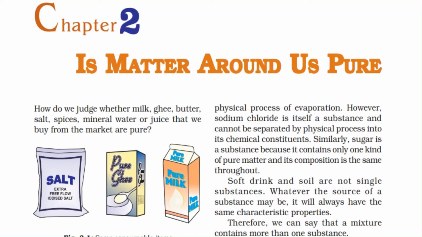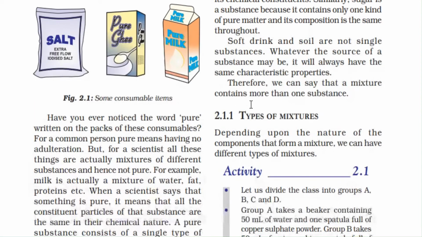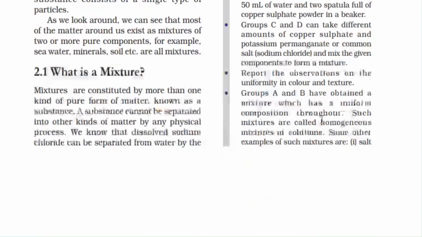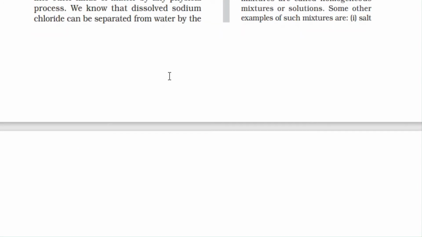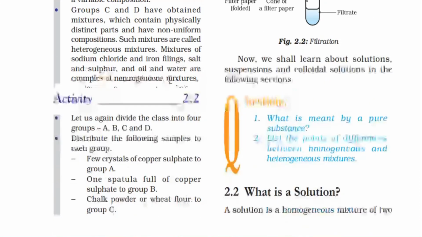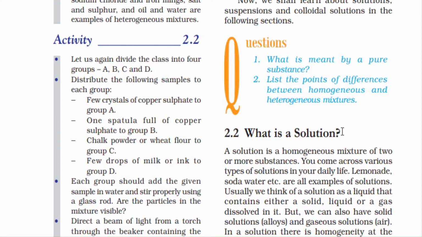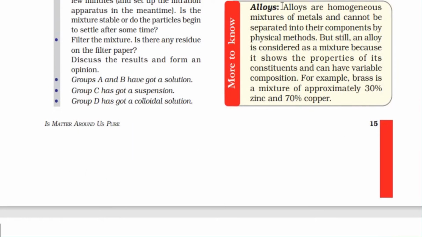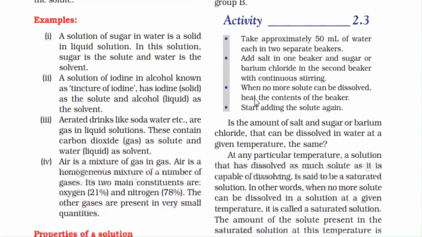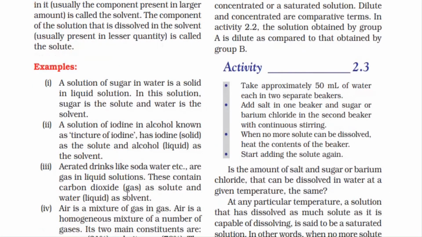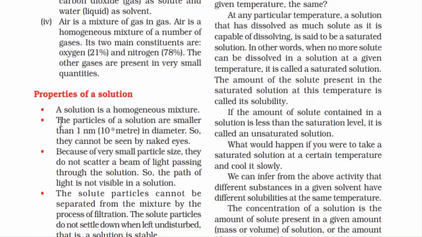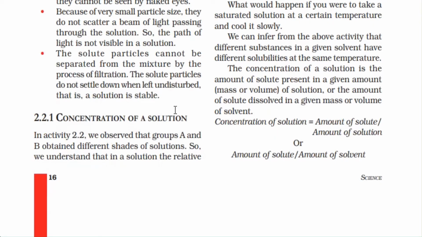Dear class 9 students, we'll continue Chapter 2, Is Matter Around Us Pure? We have done types of mixtures. We have defined what a mixture is, what a solution is, and what an alloy is. We have given examples of solutions. Properties of solutions are all done. Concentration of solution is also done. We have given you the formula.